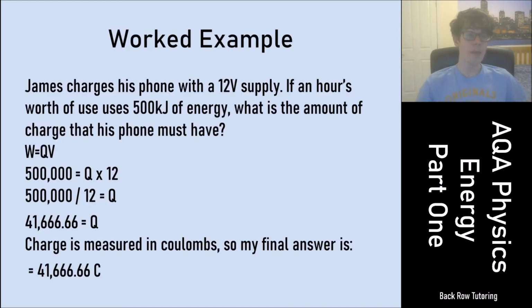So another worked example. James charges his phone with a 12-volt supply. In an hour's worth of use, he uses 500 kilojoules of energy. What is the amount of charge which is transferred into his phone? Well, again, we're going to write down our formula. Work done is charge times voltage, W equals QV. 500,000 is equal to Q multiplied by 12. So again, we're going to rearrange this formula by dividing both sides by 12. So our charge is equal to 41,666.66 coulombs.